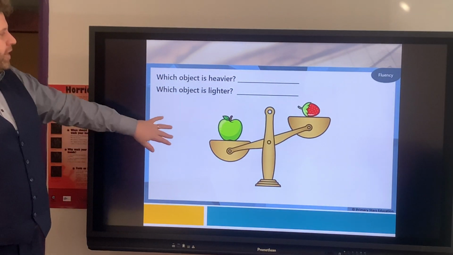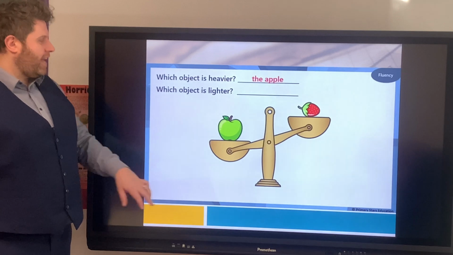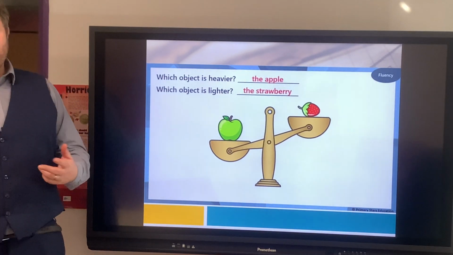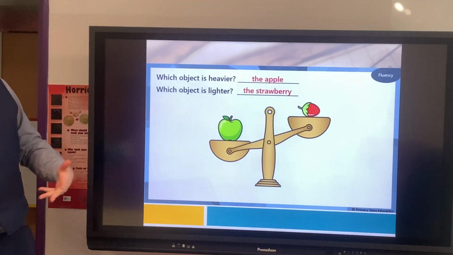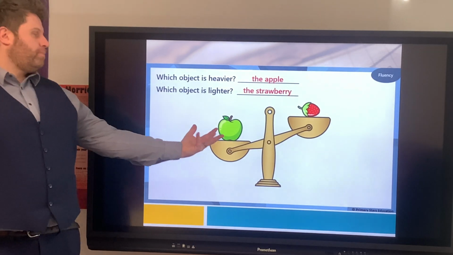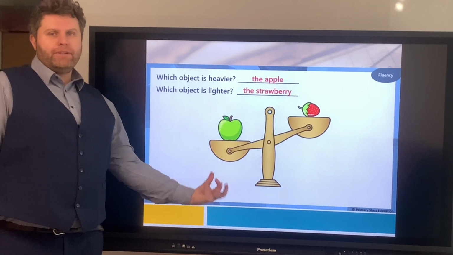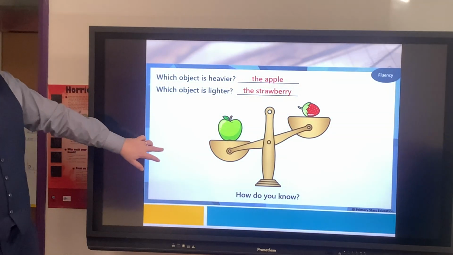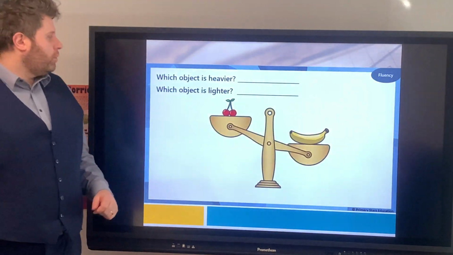So, which object is heavier? The apple is heavier. And which object is lighter? It's the strawberry. Well done. How do you know? Talk to your adult. The apple is pushing down the scale, which means it is the heavier of the 2 objects. Well done. Okay, we've got some more now.